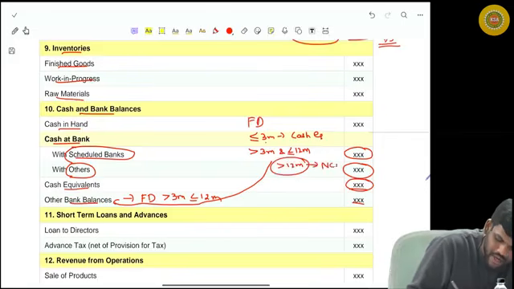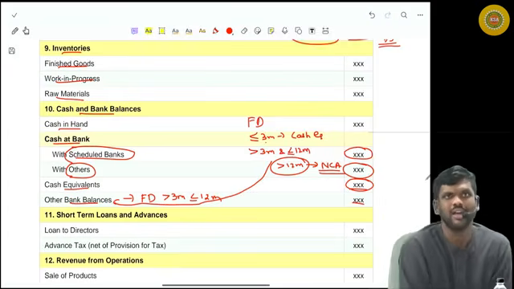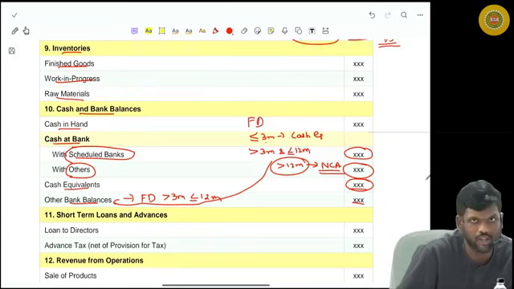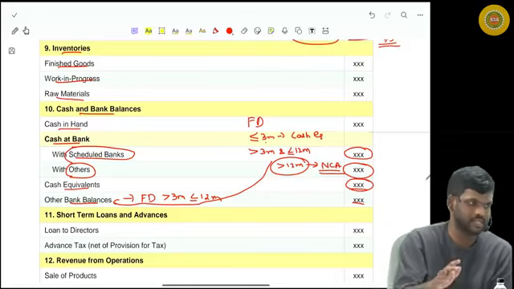They will come under non-current assets. You will show them as non-current assets because they are receivable after 12 months. So they are not current assets. They have to come under non-current assets.